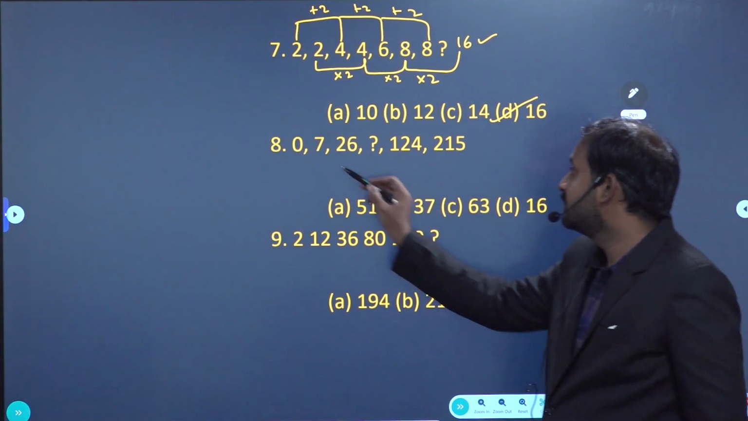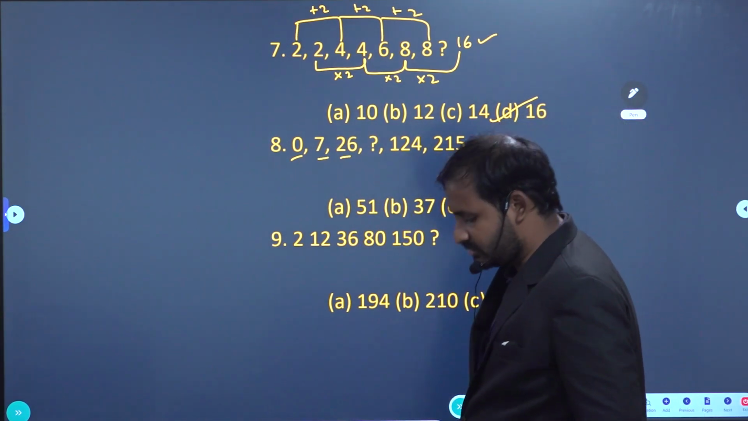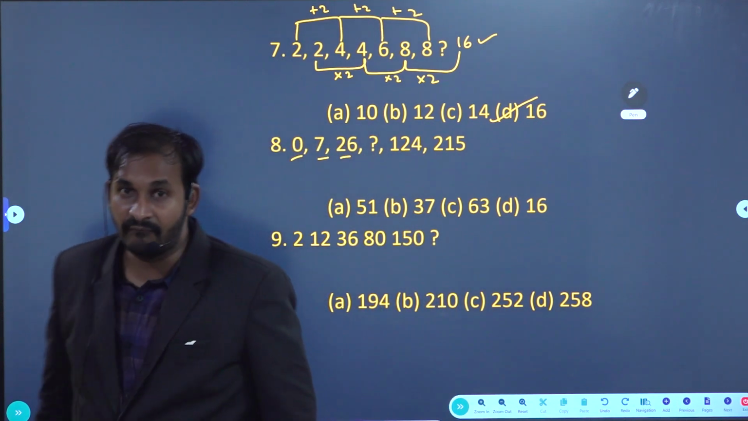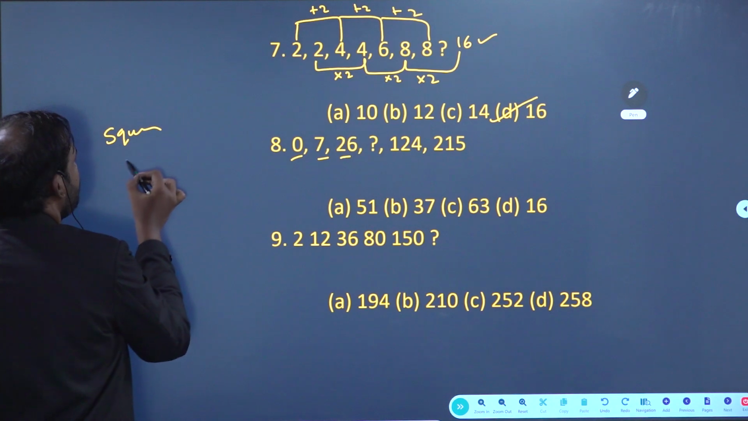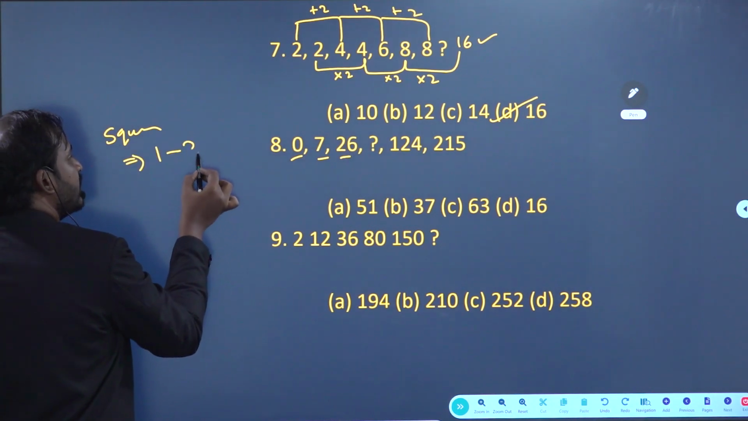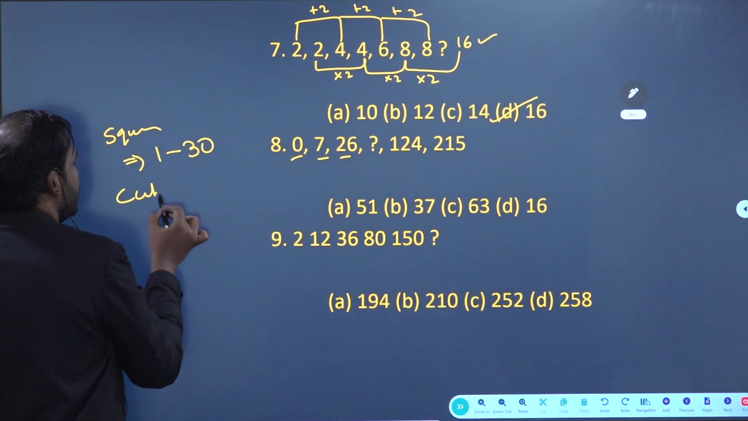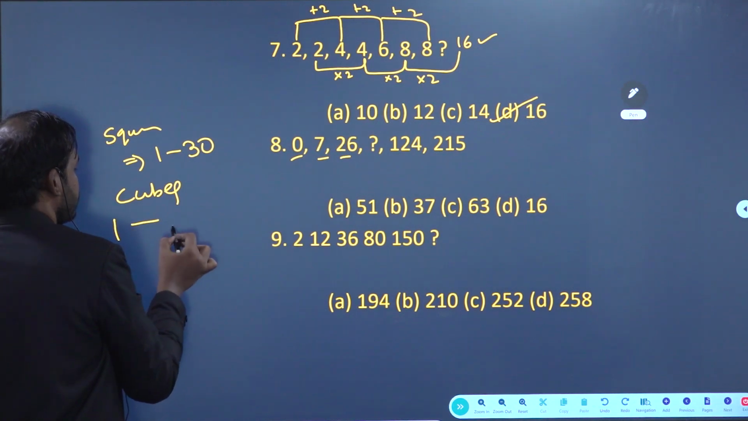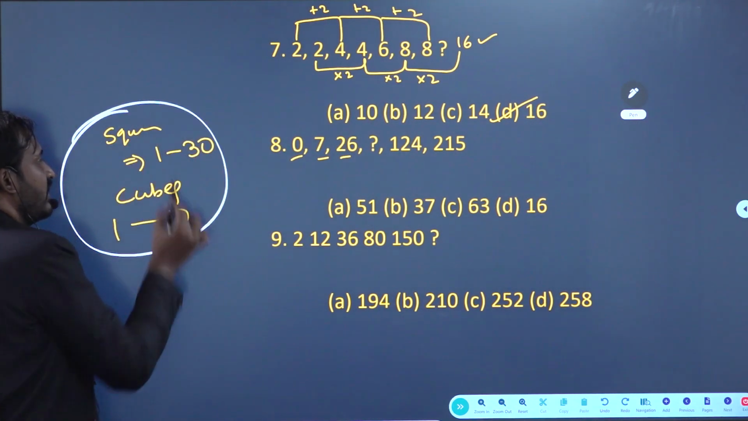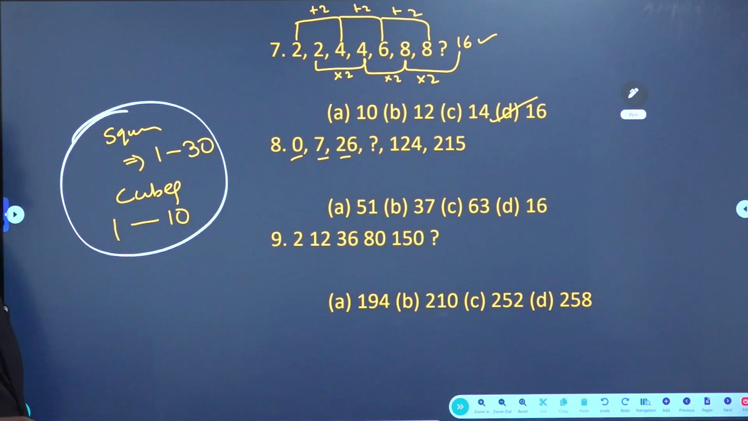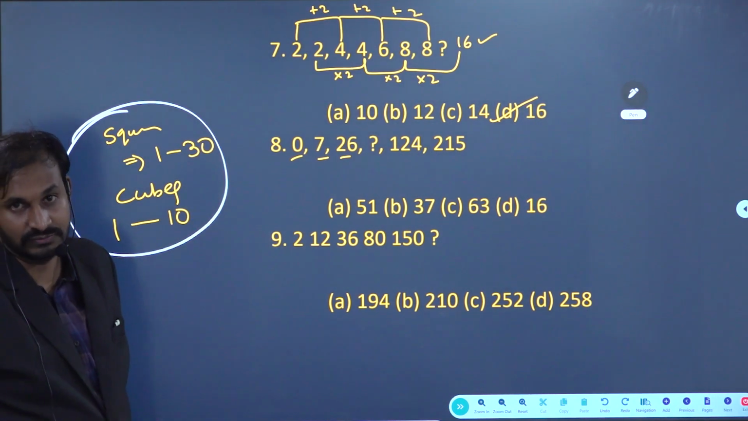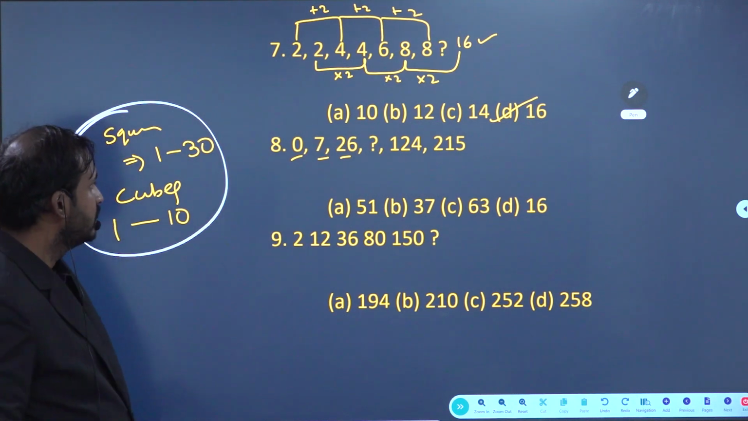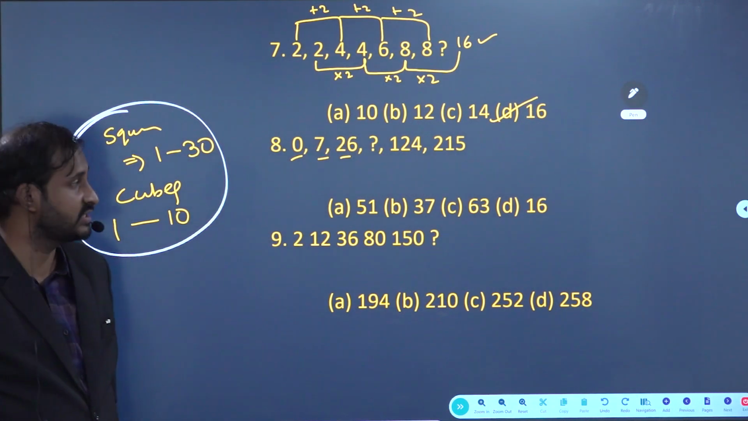Next, see this one. 0, 7, 26. See here, students, before solving this series, everyone should remember squares of numbers from 1 to 30 and cubes of numbers from 1 to 10. This is the basic requirement, students. And not only the squares, you should also remember plus 1 and minus 1 of those squares. Okay, understood? Plus or minus 1 of those squares or cubes also.